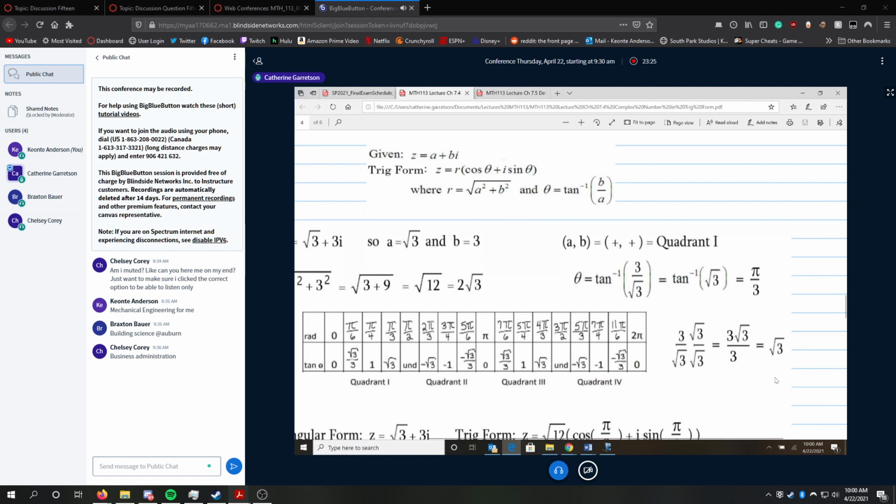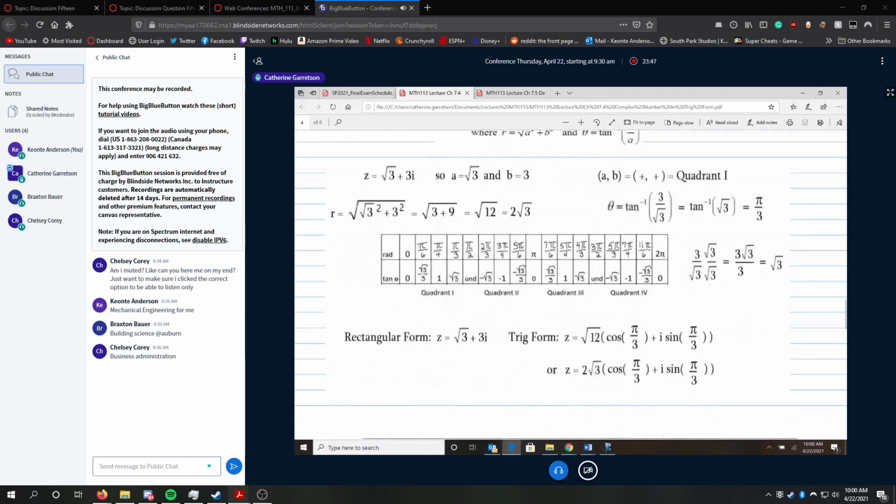So I'm looking in quadrant 1 for square root of 3. So I focus only on quadrant 1, because of the A and B both being positive, and I find my square root of 3. It is pi over 3. So my angle that I'm going to use is pi over 3.